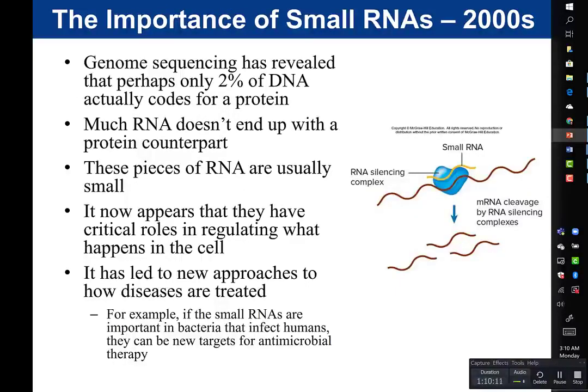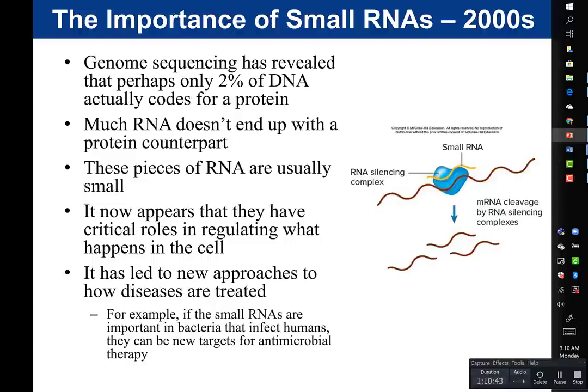In the 2000s, we have these small types of RNAs. Genome sequencing has revealed that perhaps only about 2% of our DNA actually codes for protein. So a big chunk of our DNA is not even there to code for proteins. Much RNA, ribonucleic acid, doesn't end up with a protein counterpart, and these pieces of RNA are usually small.